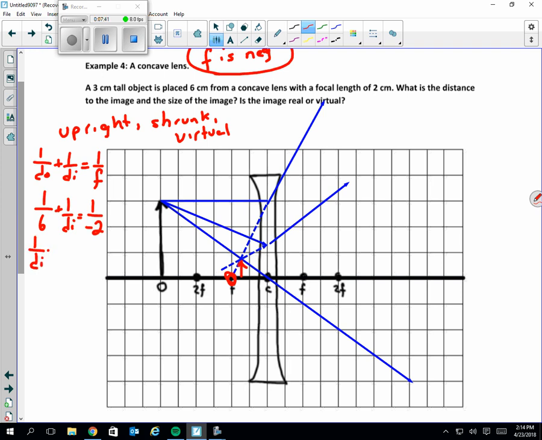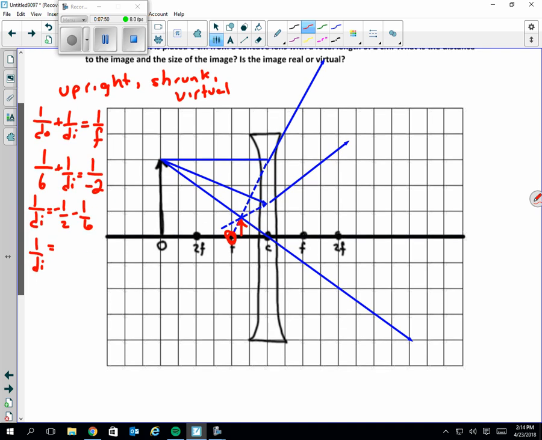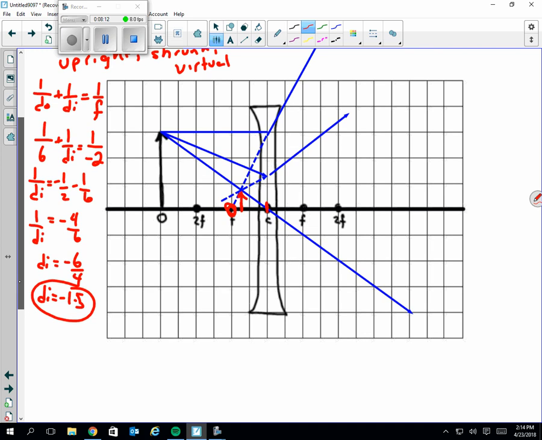1 over dI equals negative 1/2 minus 1/6. Common denominator is 6 again, so negative 3/6 minus 1/6 is negative 4/6. So dI is negative 6 over 4. dI is negative 1.5. And that's exactly where our image is showing up. Here's my center, and my image is 1.5 to the left.